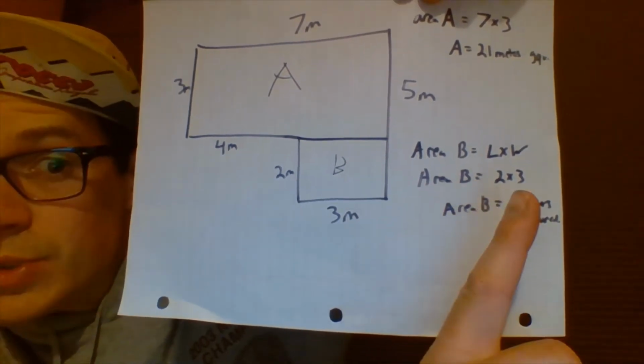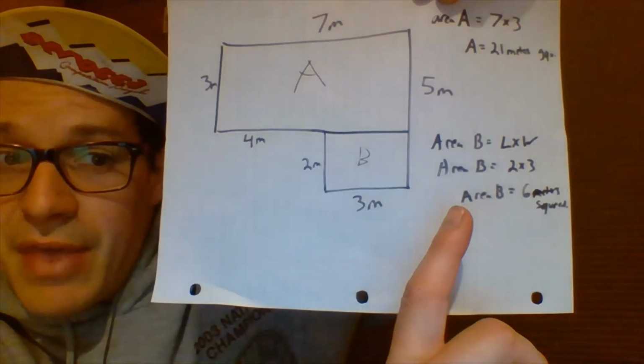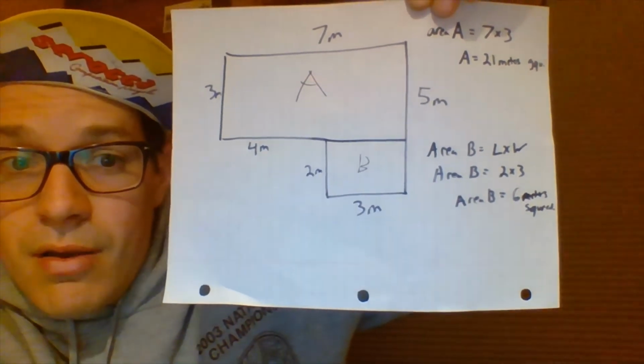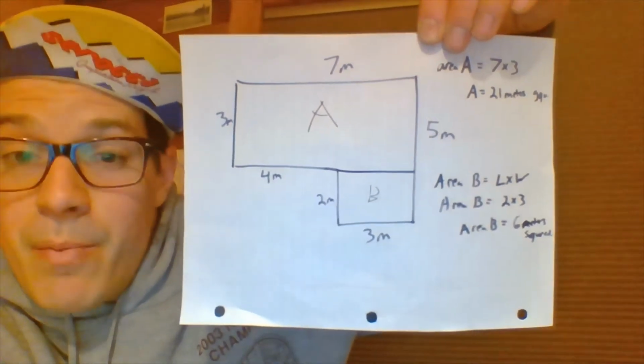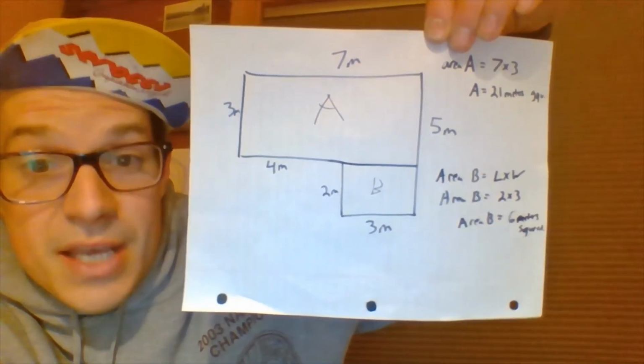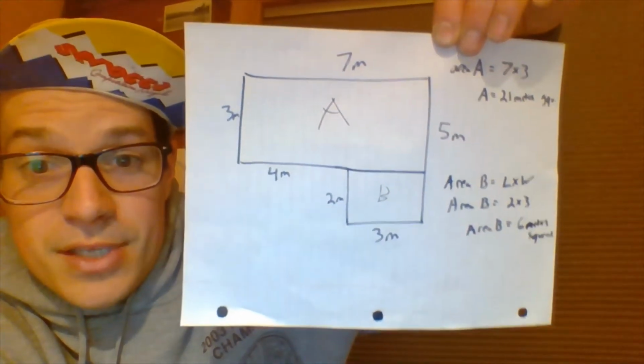Area B equals 2 times 3, because the length and width are 2 and 3, and the area of B equals 6 square meters. These steps may seem like a lot and it might seem unnecessary, but remember this is Monday. We have a lot more days of this coming up, and this is the first, most basic day, so I want to build this habit before the questions get hard.